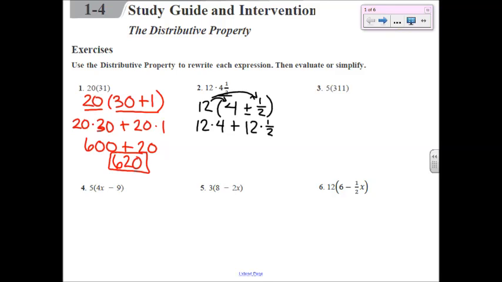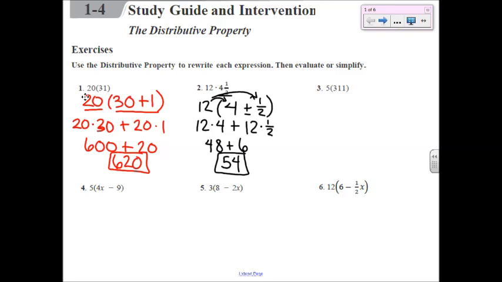12 times 4. 10 times 4 is 40. 2 times 4 is 8. So that's 48. And then plus half of 12 is 6. 48 plus 6 is 54. And again, show all the steps now so that later you can get to be good enough to do it all in your head.